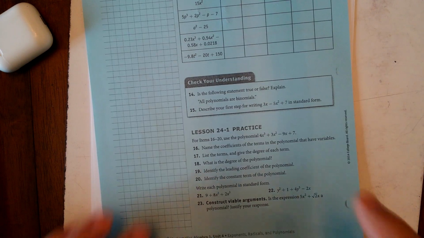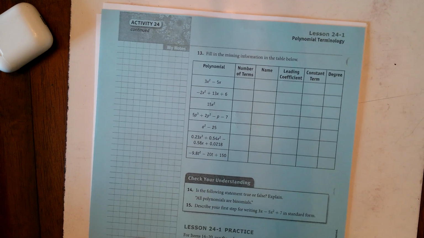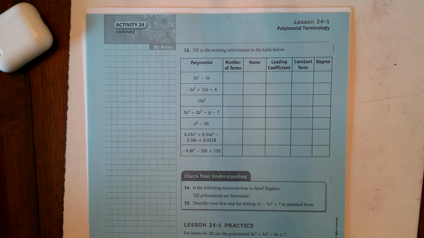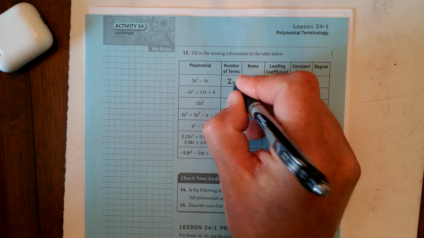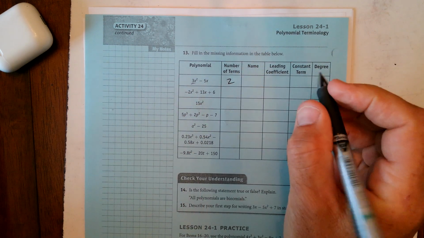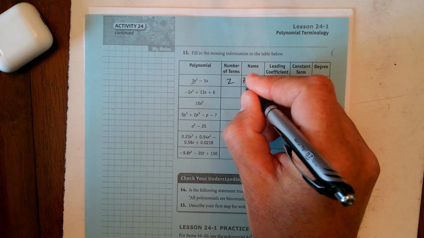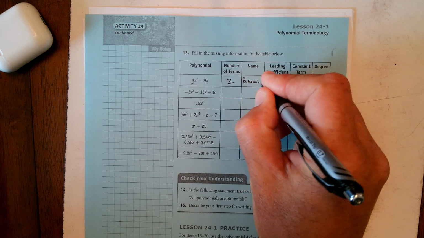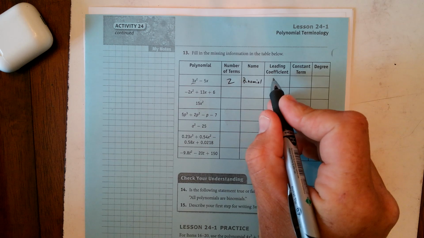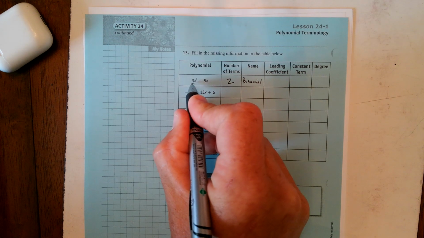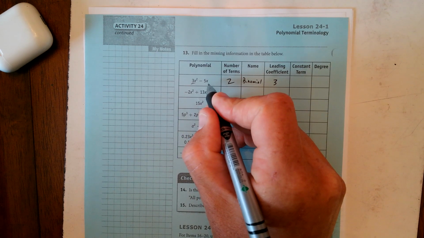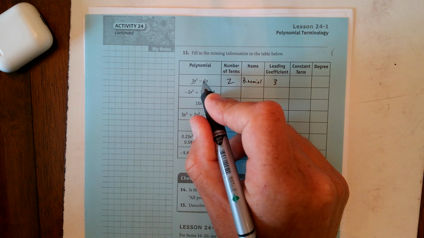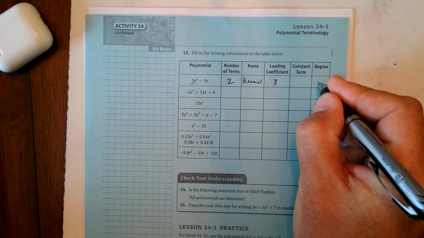Let's flip over to the next page, okay? And I'm going to fill in the first bit of the table, and then I want you to fill in the rest of it. How many terms does this one have? Well, it has 2 terms, 3x squared and -5x. What is it? It is a binomial. Why is it a binomial? It has 2 terms. Okay. What's the leading coefficient? This number out here in front, the leading coefficient is 3. The constant term doesn't have one. Okay, so we're going to leave it blank. The degree of the term, the largest degree is 2.